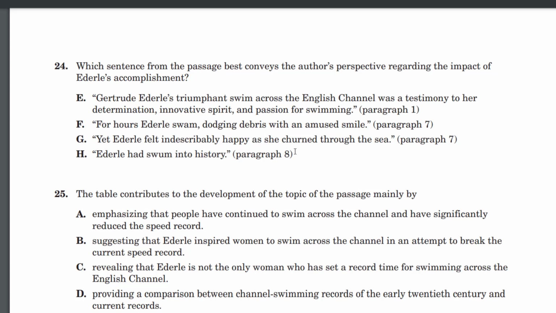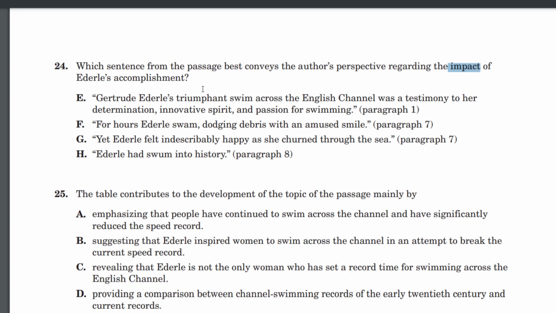24. Which sentence from the passage best conveys the author's perspective regarding the impact of Ederle's accomplishments? Okay, so we want the author's perspective, that's one part of the condition, regarding the impact of Ederle's accomplishment. So I'm looking for an answer that shows her accomplishments did something to somebody else, that they affected or impacted the world somehow. So let's go ahead and look at those answer choices.